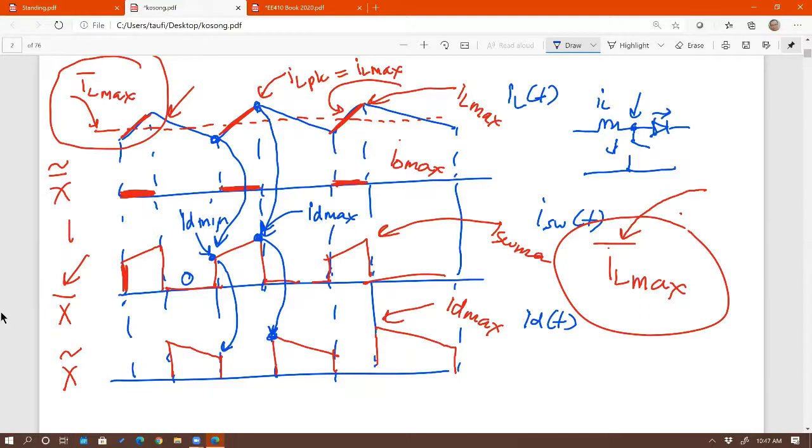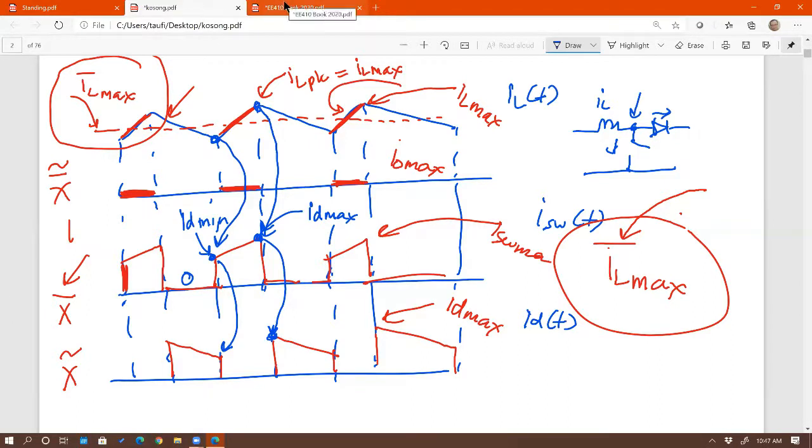So all you need to do is to find IL max, and once you know IL max, that's going to be equal to I switch max and ID max. And that would just be delta IL over 2 plus bar IL max, right? That's correct. Yes, okay. That's correct.